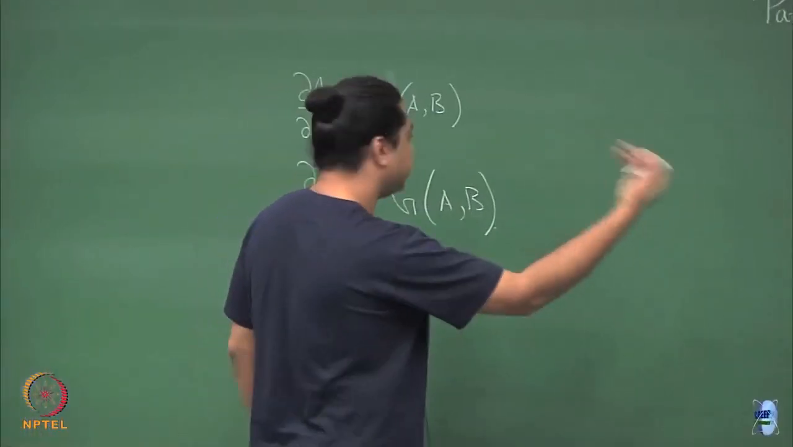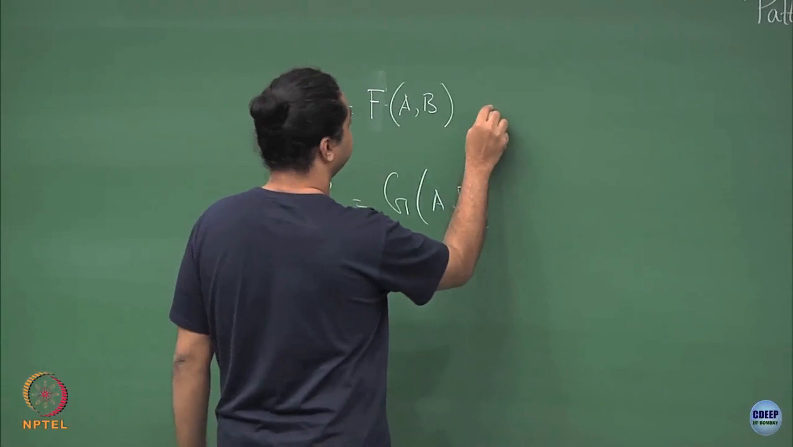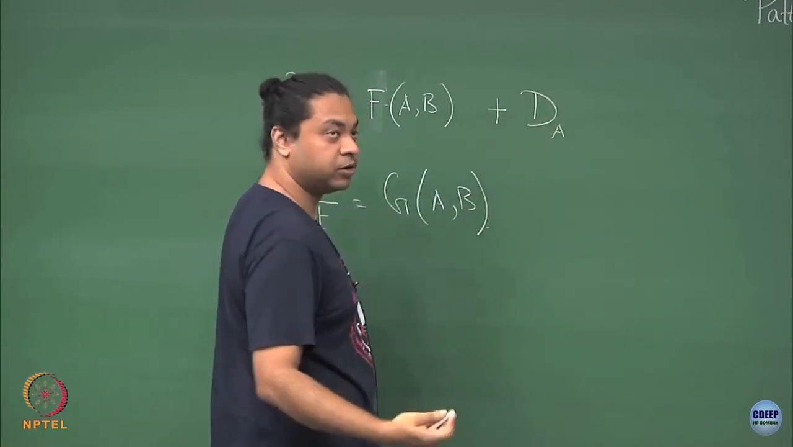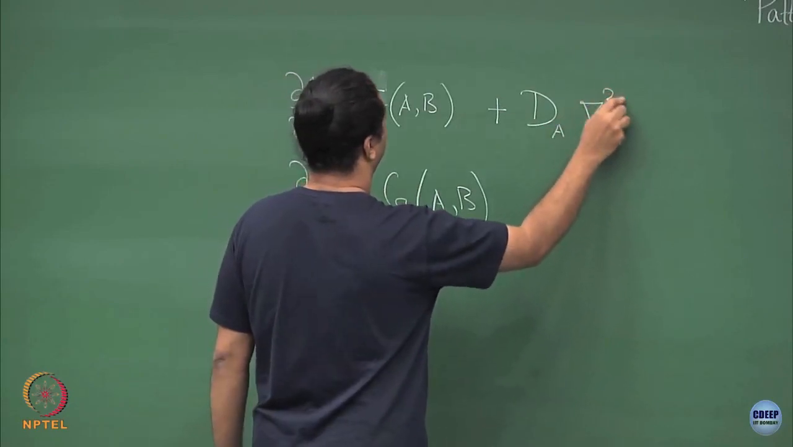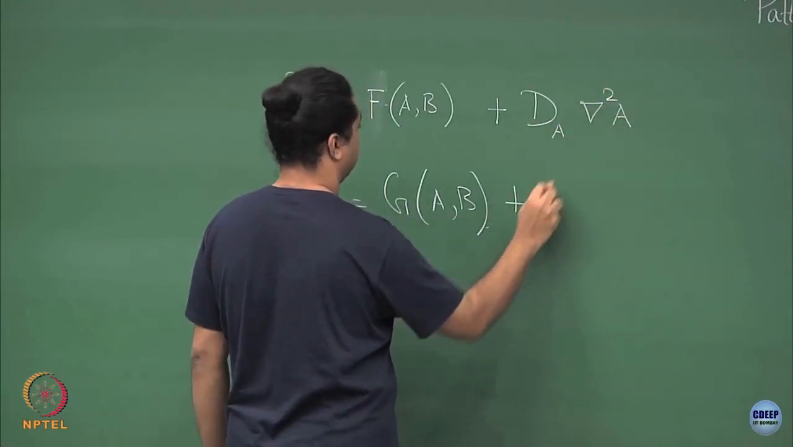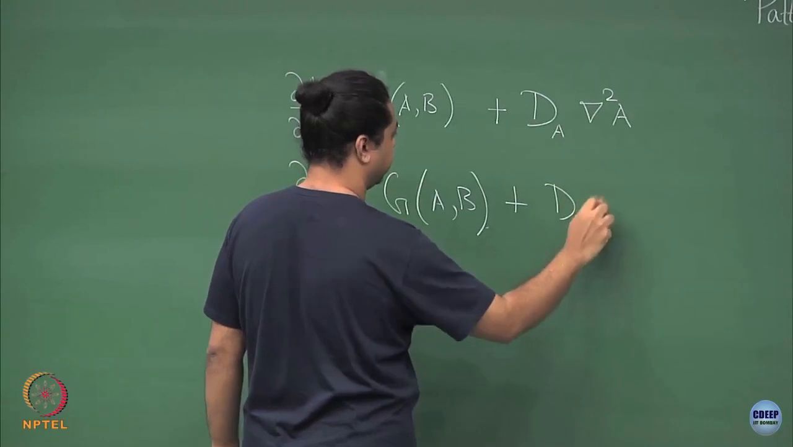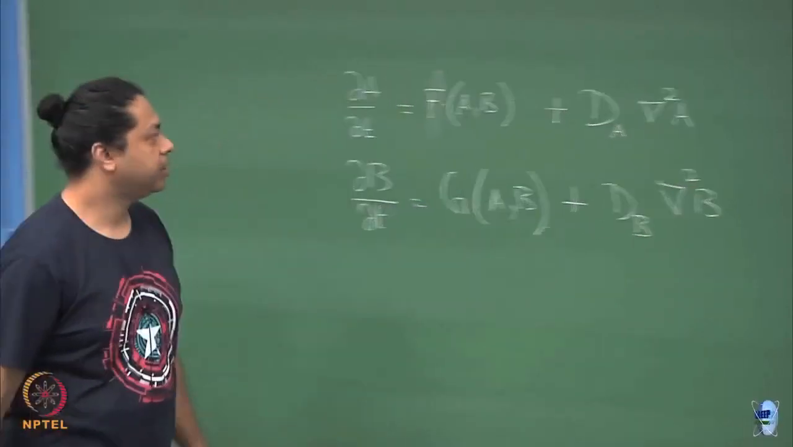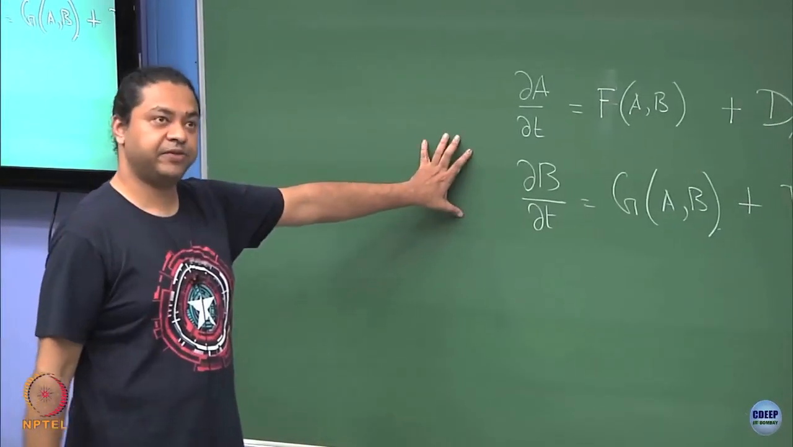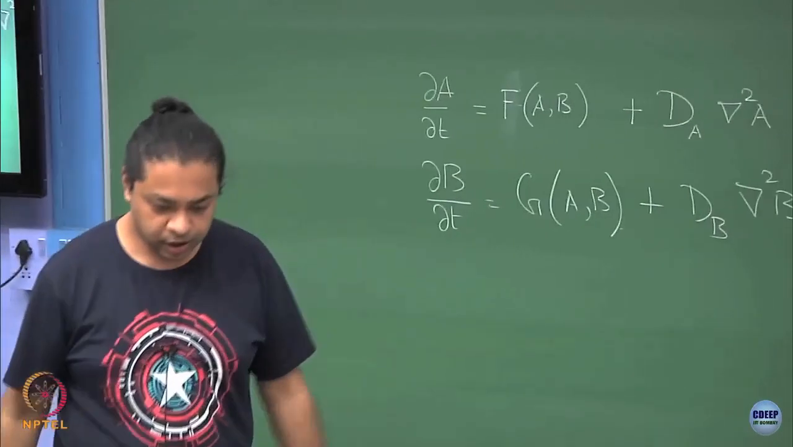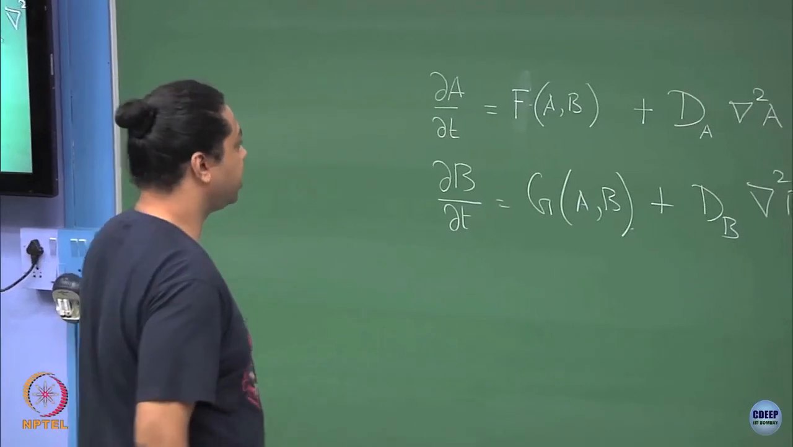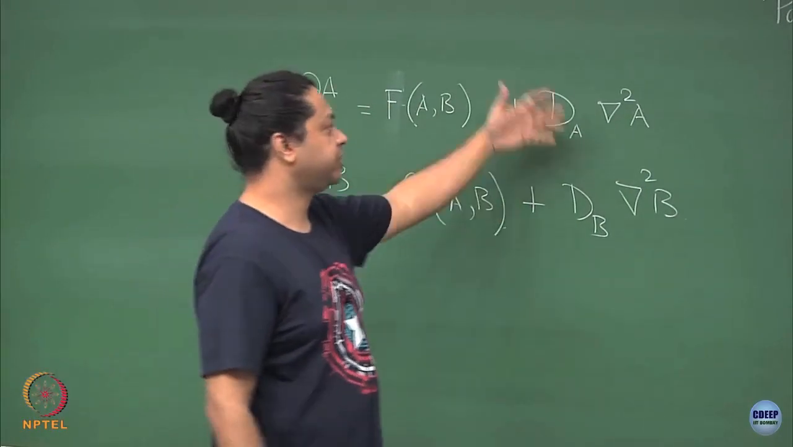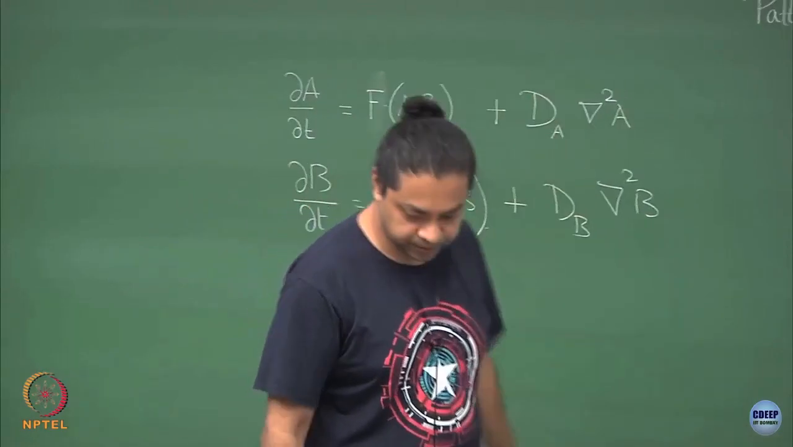In addition, now I want to say that these species can diffuse in space. So, A diffuses with some diffusion coefficient d_A, B diffuses with some other diffusion coefficient d_B. So, this is in some sense the basic equation that I want to analyze, okay. The specifics of the equation will come of course in this F and the G terms, the specifics of the strength of the diffusion will come in the d_A and the d_B.